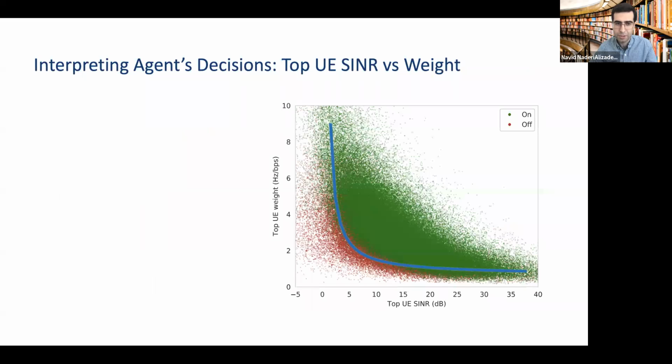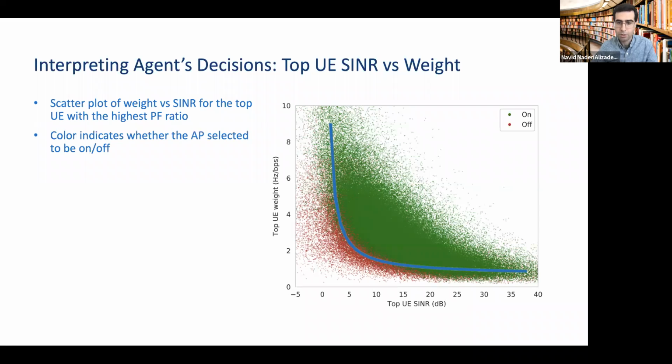An interesting thing that we observed is basically interpreting what the agents are doing in the network. This is a scatter plot of different agents in our testing phase. We focus on each agent and look at its top UE. On the x-axis, we have the SINR in dB of that UE, and on the y-axis, we have the weight of that UE, which is the inverse of its long-term average rate.